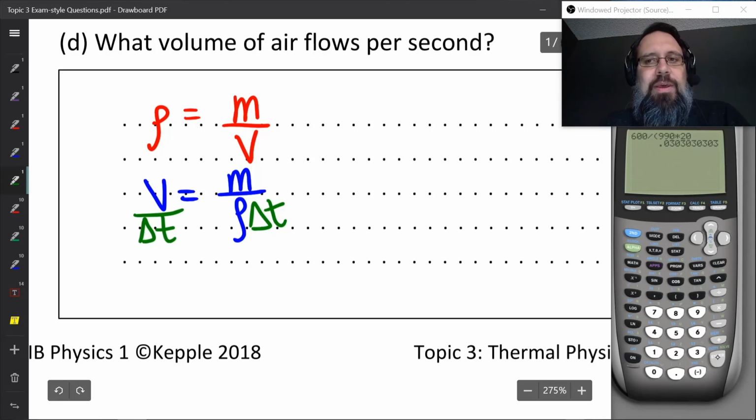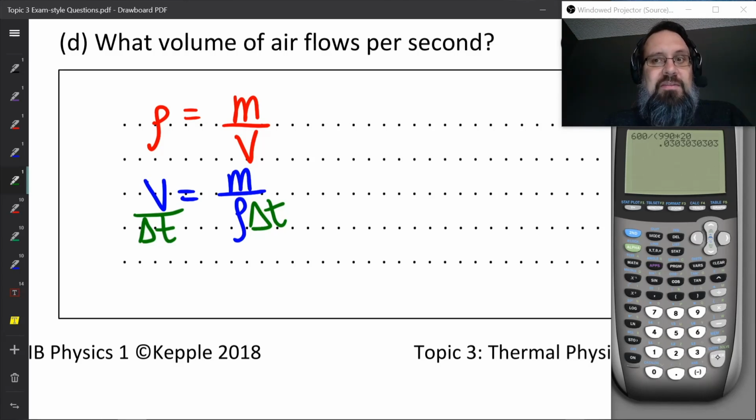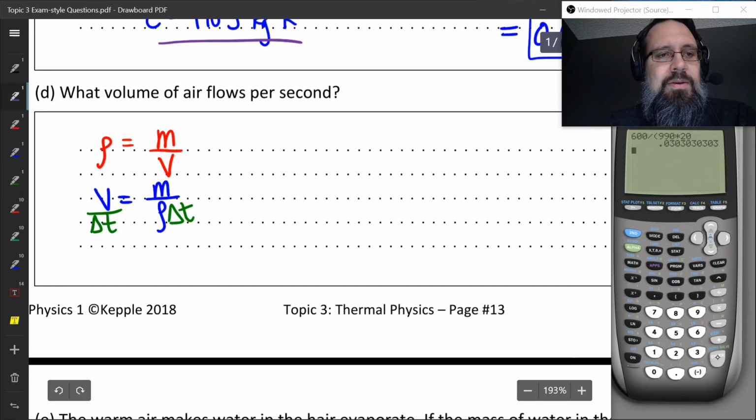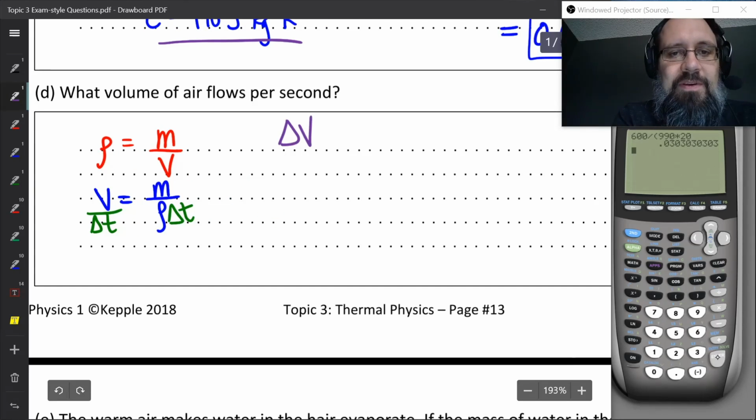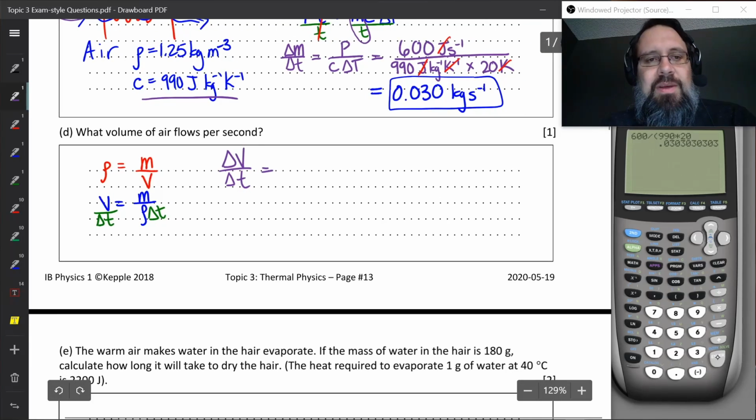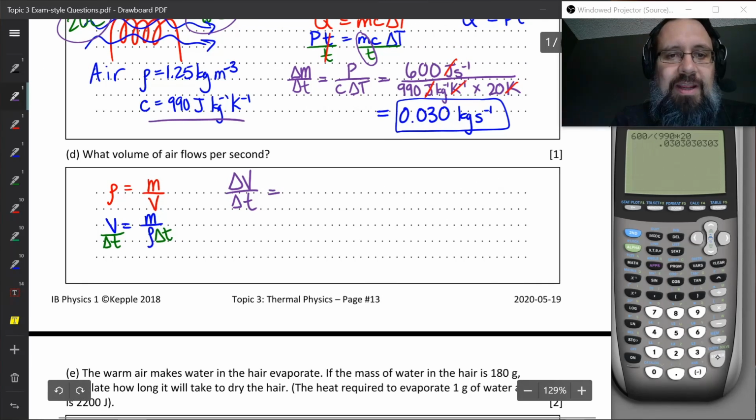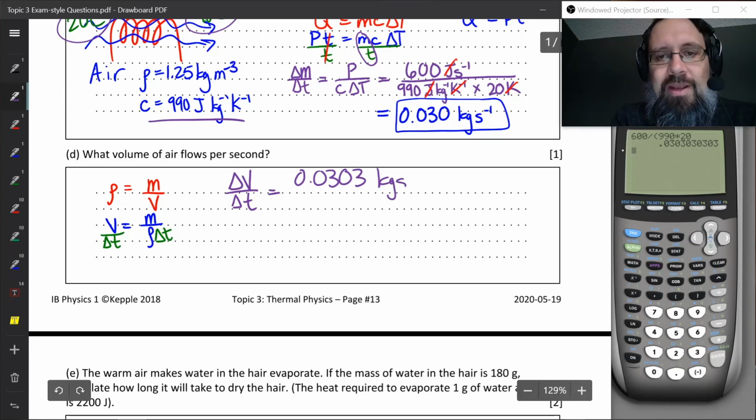then we end up with m over delta T, the mass flow rate, divided by the density is the volume flow rate. So the volume flow rate, which is delta V over delta T, the rate of change of volume, the flow rate of volume is just going to be the mass flow rate divided by the density. The mass flow rate was 0.030. I'll just put another extra digit on there to avoid any rounding errors because we always want to carry that one extra digit. Divided by the density.